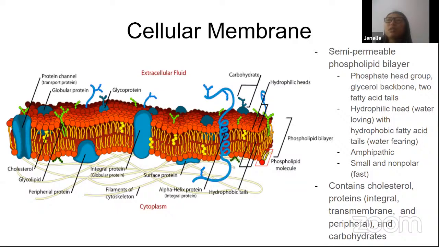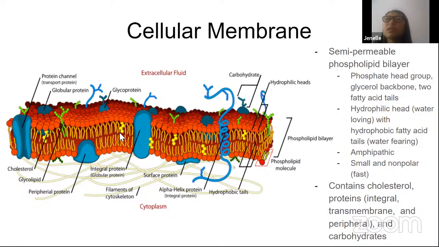Also, within the cellular membrane are different types of proteins. There are integral proteins, which, as you can see in this center image, are usually embedded within the cellular membrane layer.